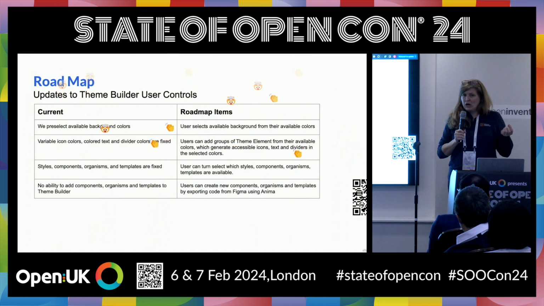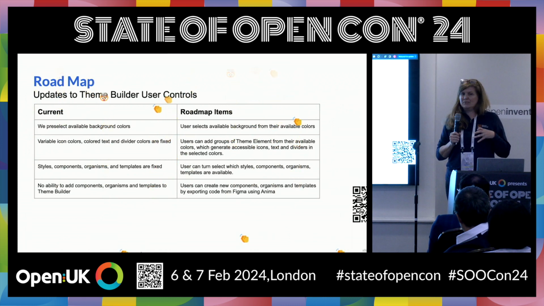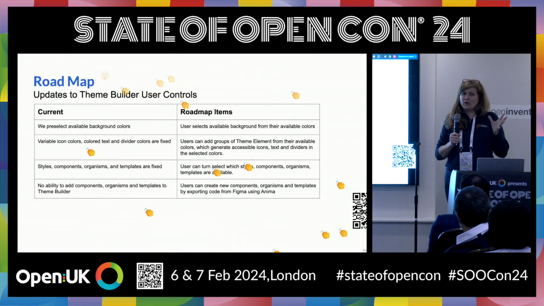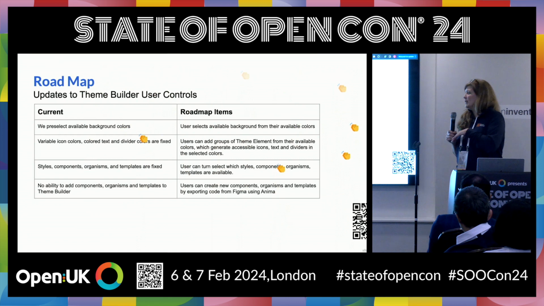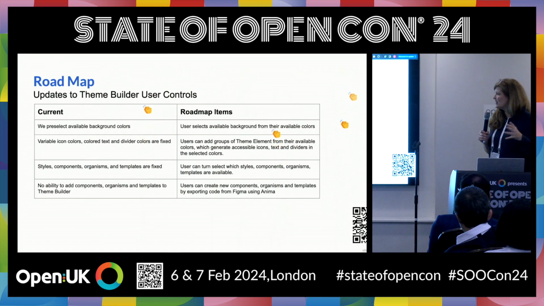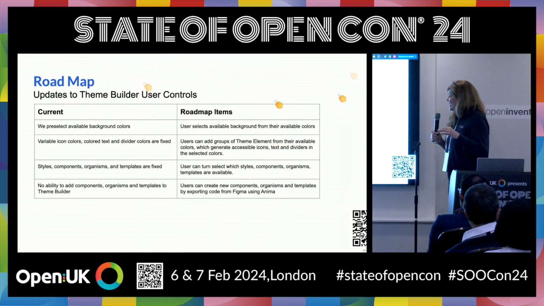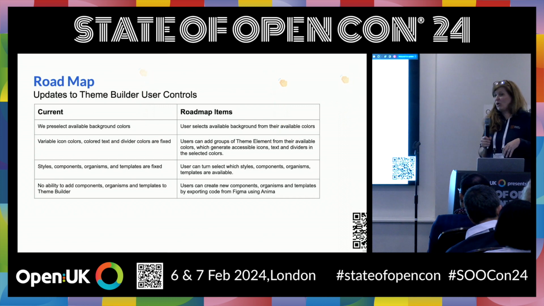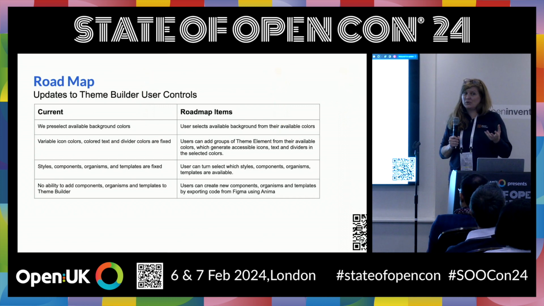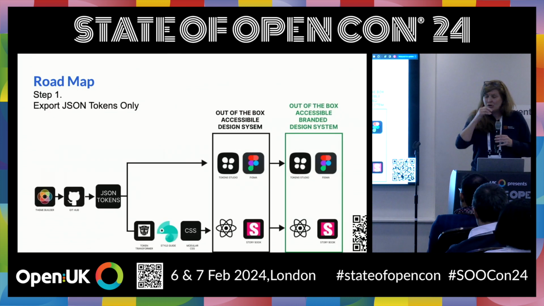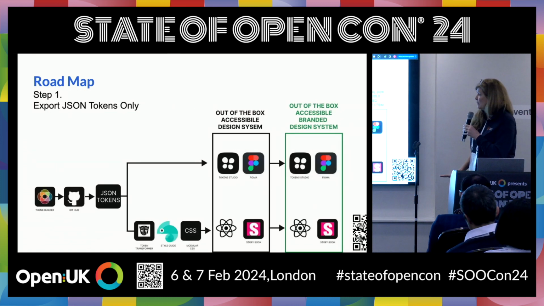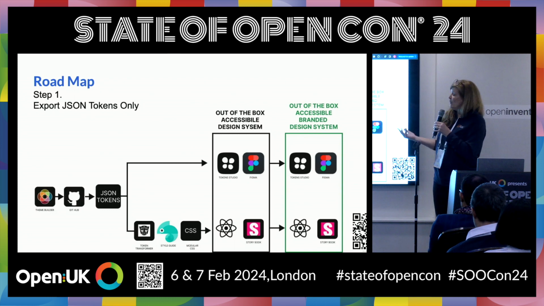We are also updating a lot of the controls in Theme Builder. Right now, out of the box, all your backgrounds come in light and dark and one color. Now you'll be able to pick an endless number of background colors. You can add an endless number of icon colors or secondary colors. And again, we will do all the logic there. We're also going to allow you to import your own components, and I'll show you a little bit about that in a little while.